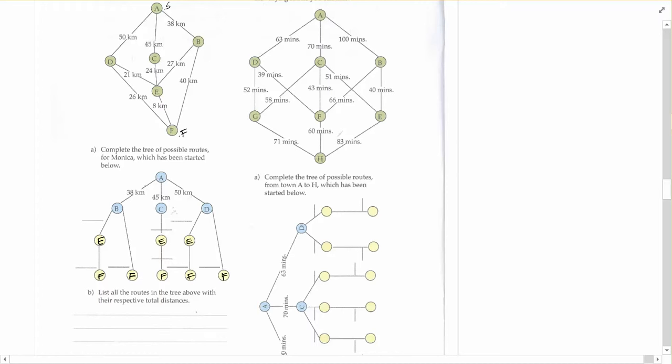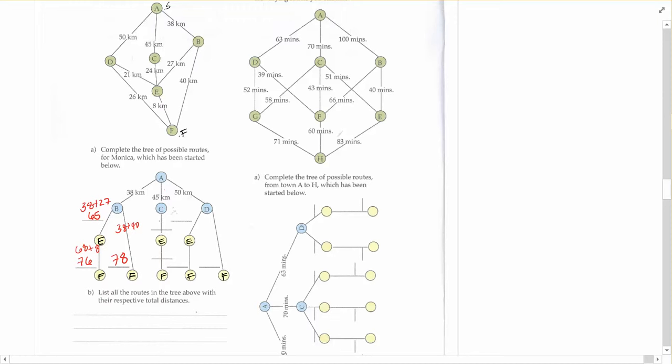So 38 is the first distance from A to B. So 38 plus 27 is going to get us to 65 kilometers. And then from E to F is 68 plus 8, so that's going to get us to 76 kilometers. And going the other route, 38 kilometers and then a plus 40 in between, so 38 plus 40 is going to get us to 78 kilometers if she goes straight from B to F.